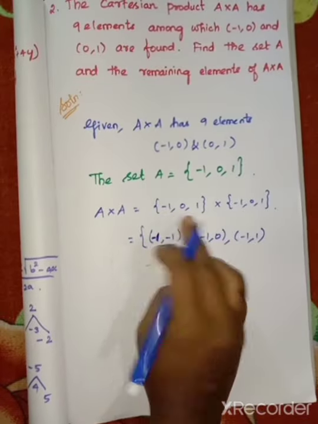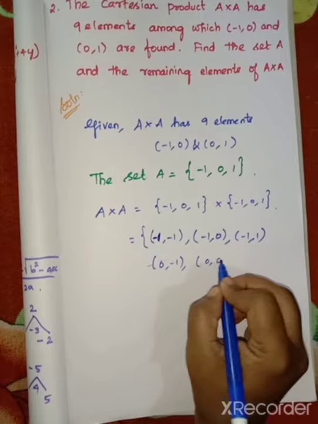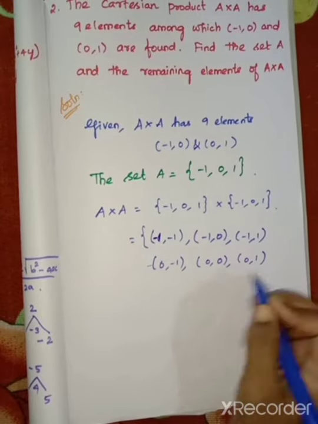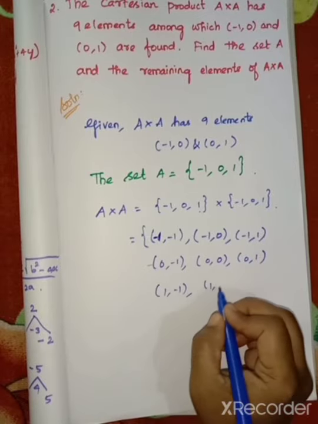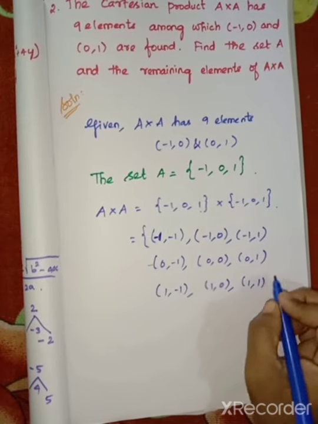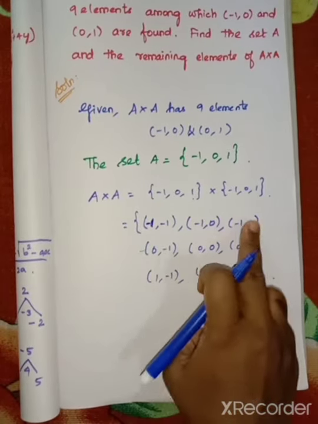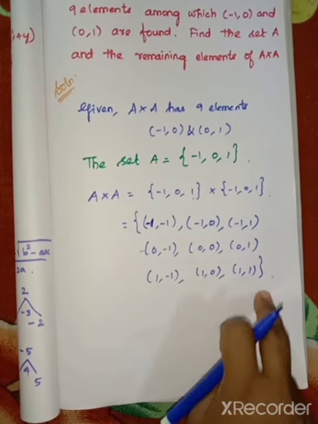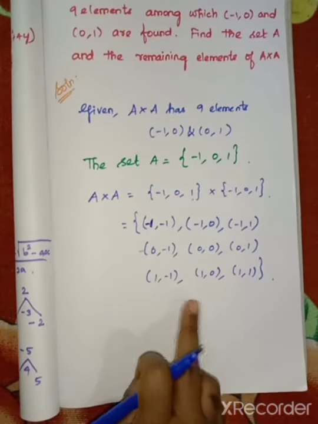Now the second element is 0. So 0, minus 1, 0, 0, 0, 1. Then the next one is 1. So 1, minus 1, 1, 0, 1, 1. So the set bracket is closed. See that: 1, 2, 3, 4, 5, 6, 7, 8, 9. So A cross A has 9 elements.